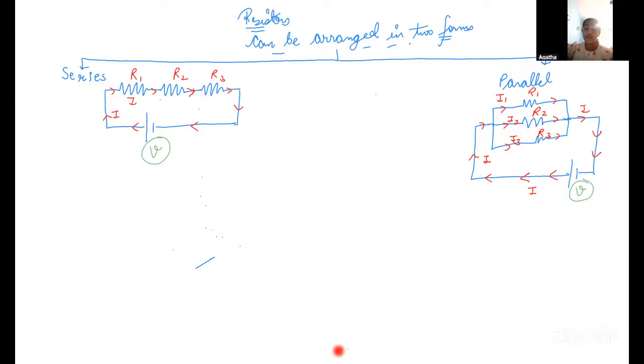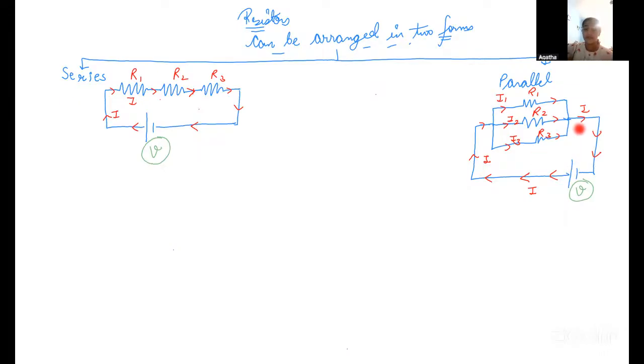Okay, so in parallel, the current has a choice to go in R1, R2, and R3, because there are three different pathways, but they connect in the end and become I again. So the current I which arises from the battery, the same current I will go into the battery. That makes the circuit.